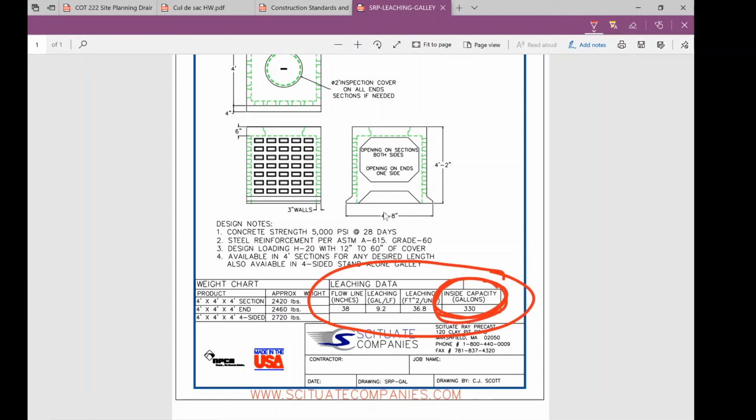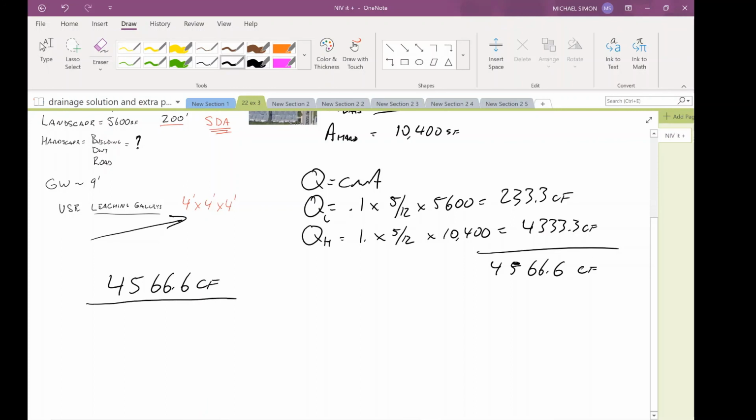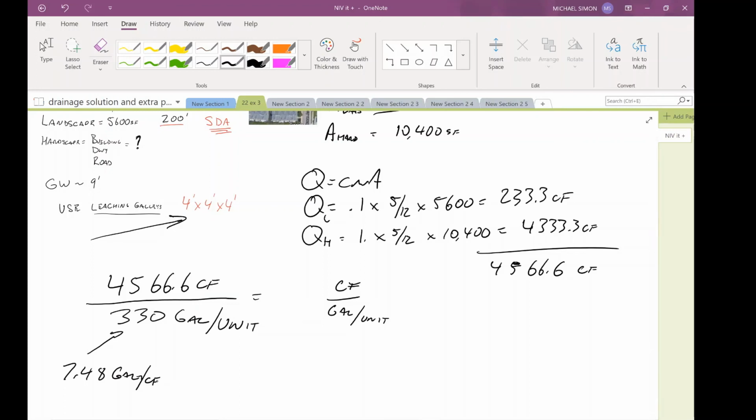That's the magic number. So I'm going to take that number of 330 gallons, and when I divide that by 330 gallons per unit, I get a unit of a cubic foot per gallon per unit. What the heck is that? Doesn't make any sense. You have to go a little bit further. How many cubic feet are there in a gallon? Well, there are 7.48 gallons per cubic foot, I'm sorry. So that's going to give us a number of, let's see, 330 divide 7.48, 44.11.